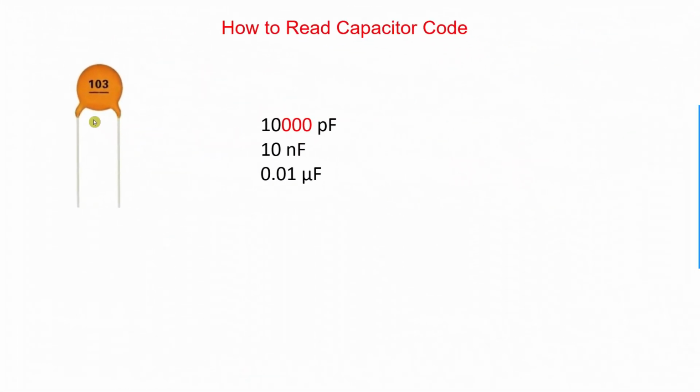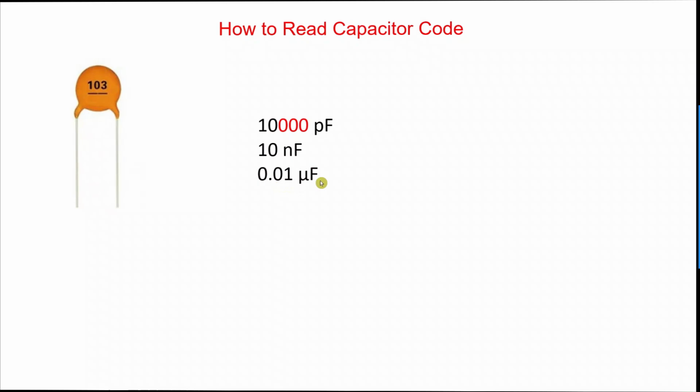The third one, the code is 103. Take the first two digits as it is, 1 and 0. The third digit is 3. That means the total number of 0s is 3, 1 2 3. Because the third digit is 3, that's why 3 zeros will be there. So now this is 10,000 picofarad. If you divide by 1000, it will be 10 nanofarad. Again, if you divide by 1000, it will become 0.01 microfarad.